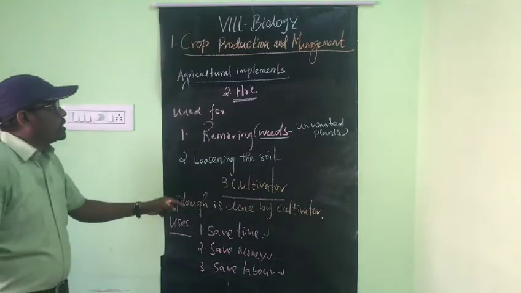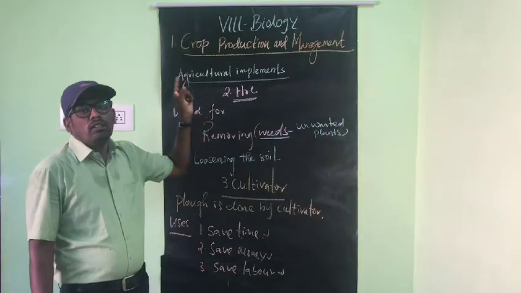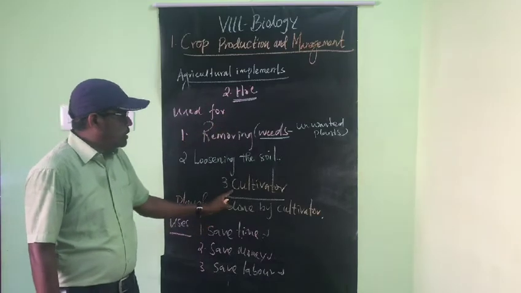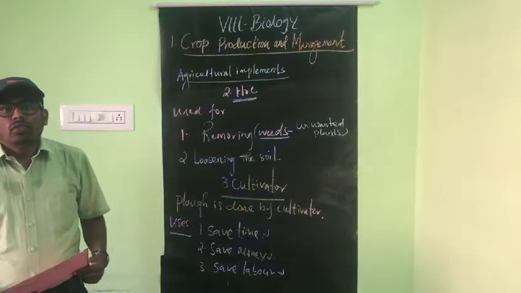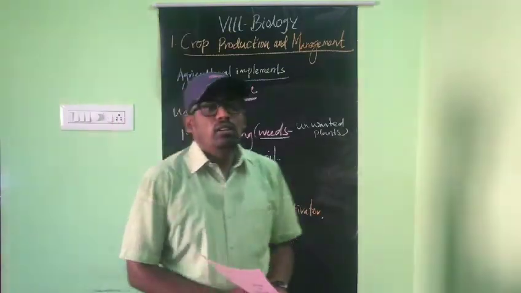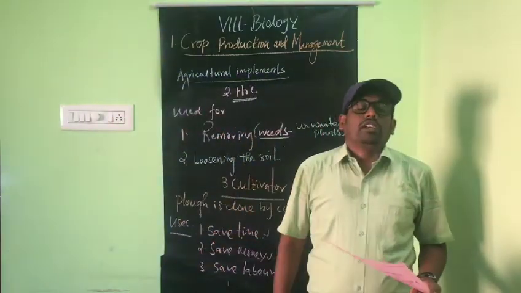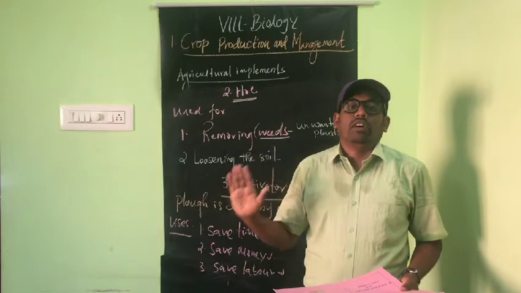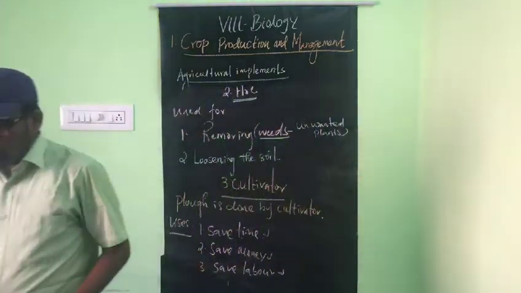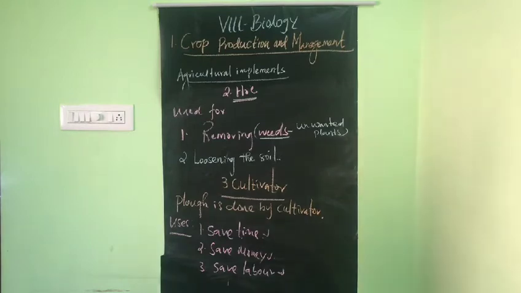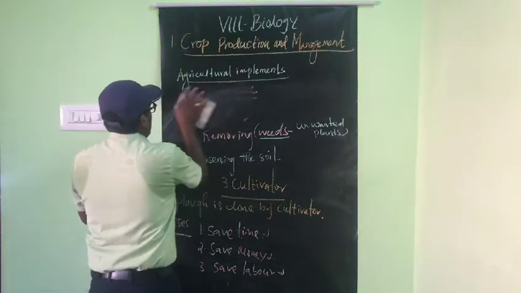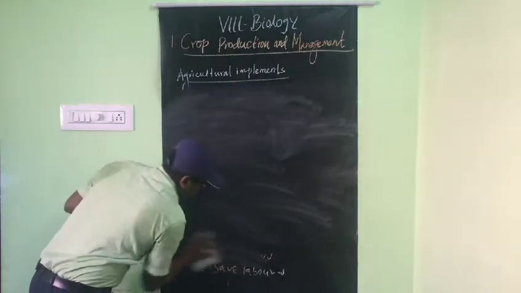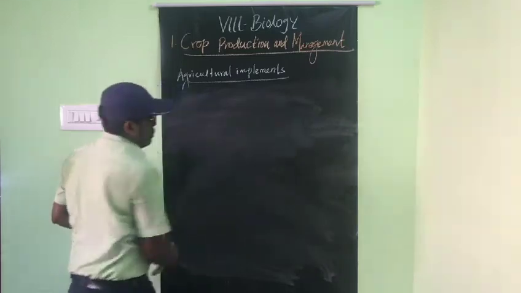Now we have discussed the agriculture implements: the first one is the plough, the second is the hoe and the third is the cultivator. Up to this point, the first agricultural practice, preparation of soil, is over. Now we are going to start the second agricultural practice, sowing.